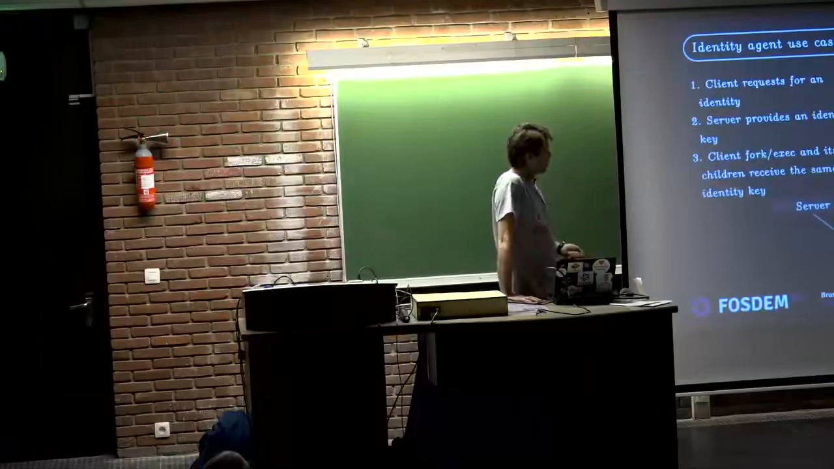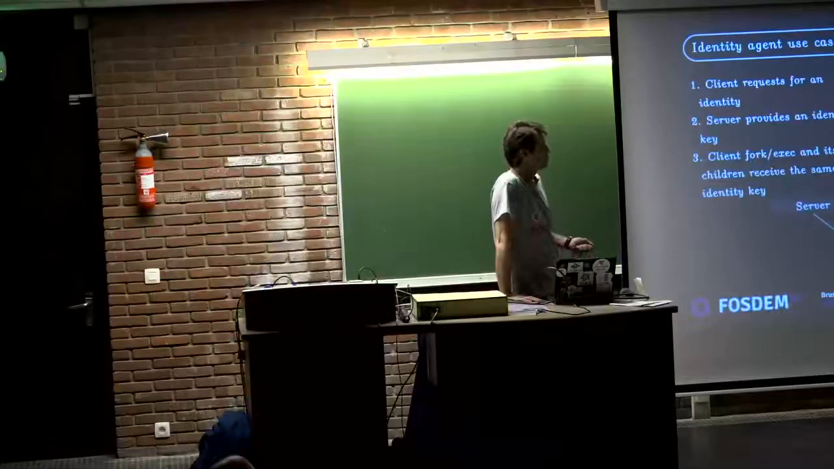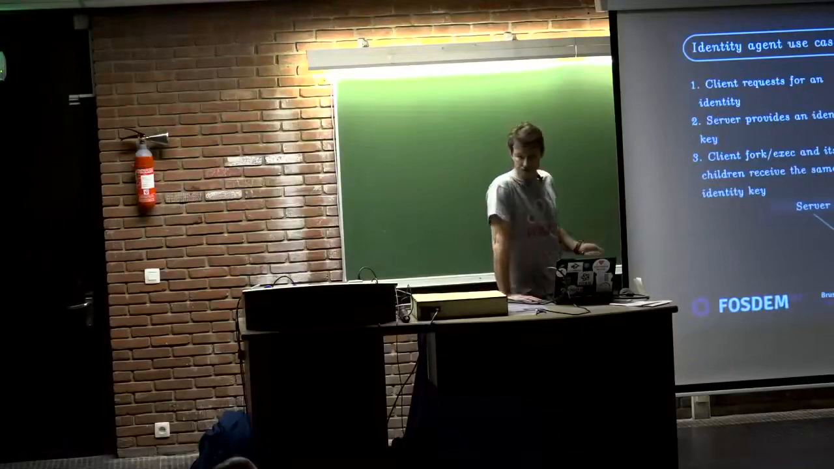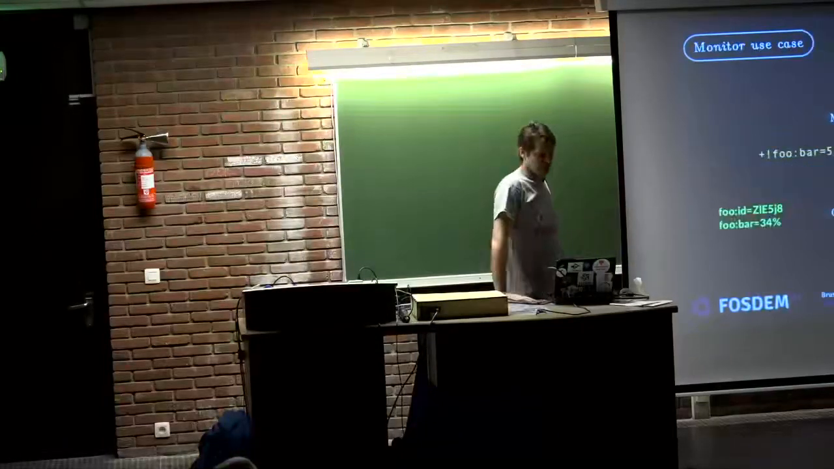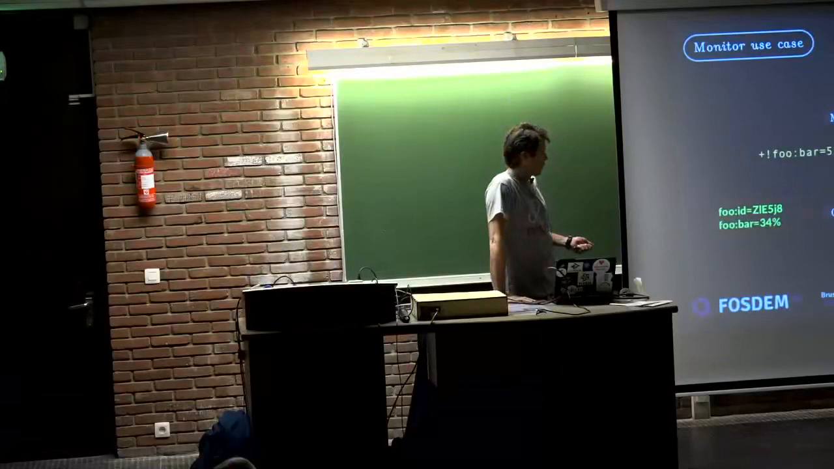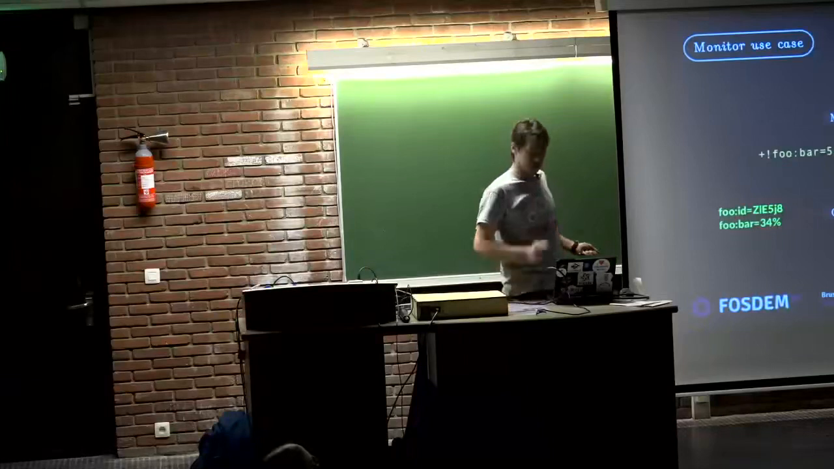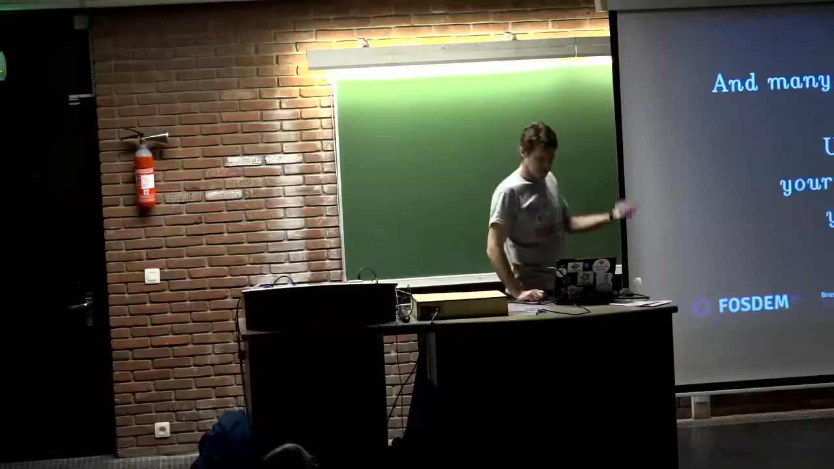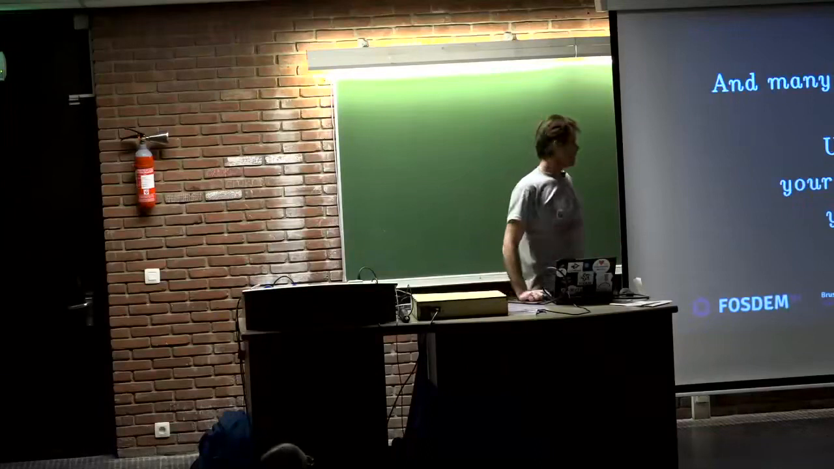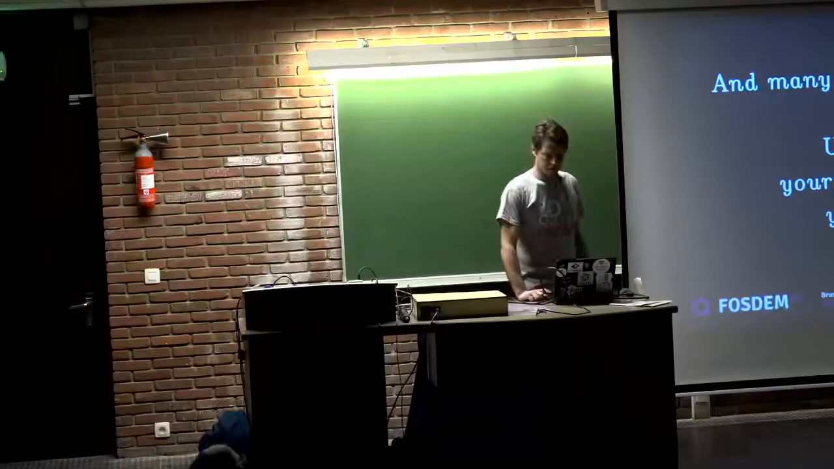There is, for example, the identity use case. This client queries an identity from a server. This server gives the identity to the client. The client does something, forks, execs, etc. Any process it created has the identity negotiated here. The monitor use case can be to tag a process with this one. And also here, 34%, it's not good, but a good value. I have to monitor it. Okay. And many more use cases. That's open to your imagination.